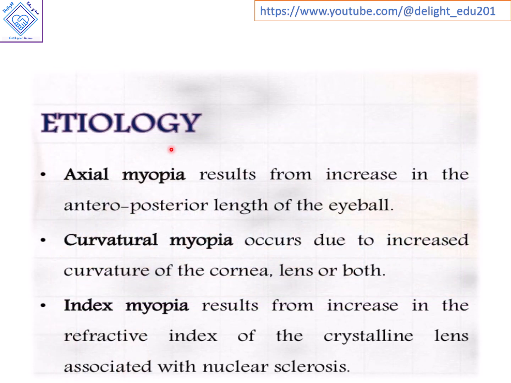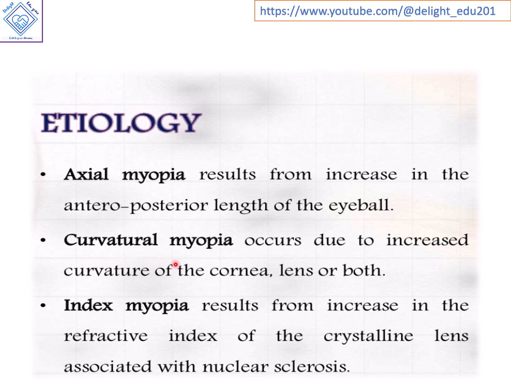Etiological factors of myopia. The first one is axial myopia, which results from an increase in the anteroposterior length of the eyeball. Because of the increase in the anteroposterior length of the eyeball, visual rays fall in front of the retina. That is one etiological factor, axial myopia.